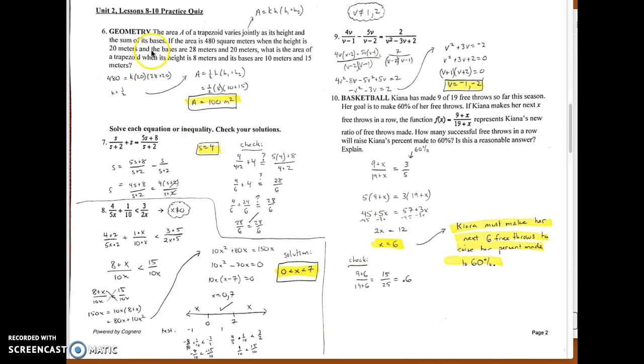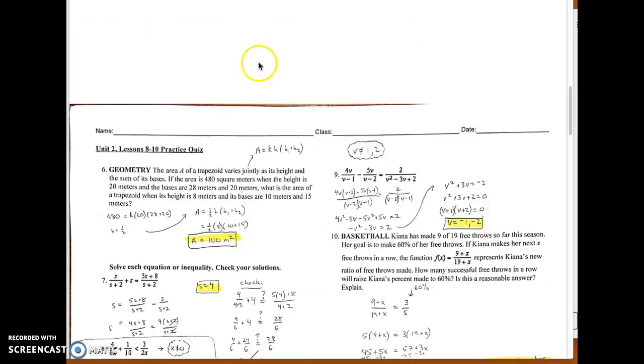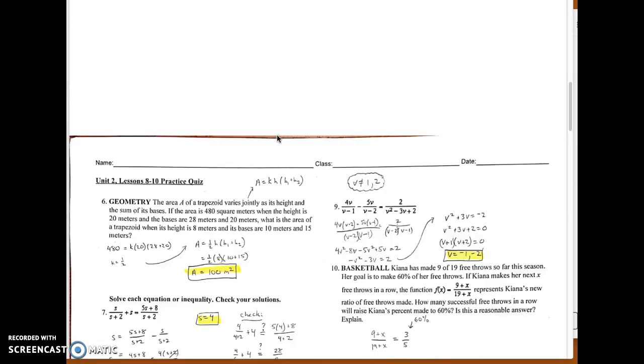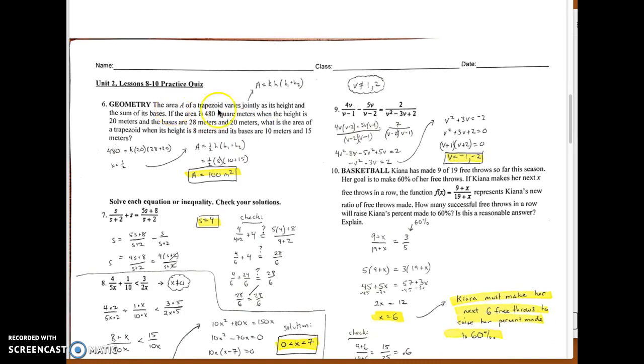Question 6, so again we have a word problem. This one says the area A of a trapezoid varies jointly as its height and the sum of its bases. So as soon as I see the word jointly, I know it's joint variation, which is in the form of, back up here on question 4, y equals kxz. Everything's multiplied together. But instead of y, I have the area. So I start off with area equals k, and it varies jointly as the height, so I used h for height, and the sum of its bases, base 1 and base 2. A trapezoid has 2 bases.